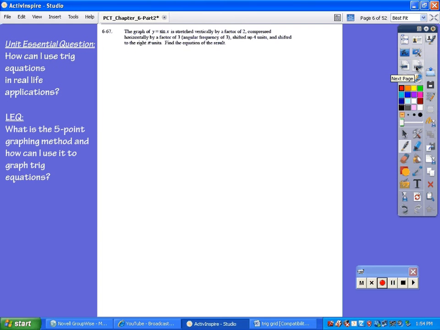The graph of y equals sine of x is stretched vertically by a factor of 2, so that's amplitude. Compressed horizontally by a factor of 3, that's angular frequency, that's b. Shifted up 4, that's k. And shifted to the right pi, that's h. What is the equation of the result?